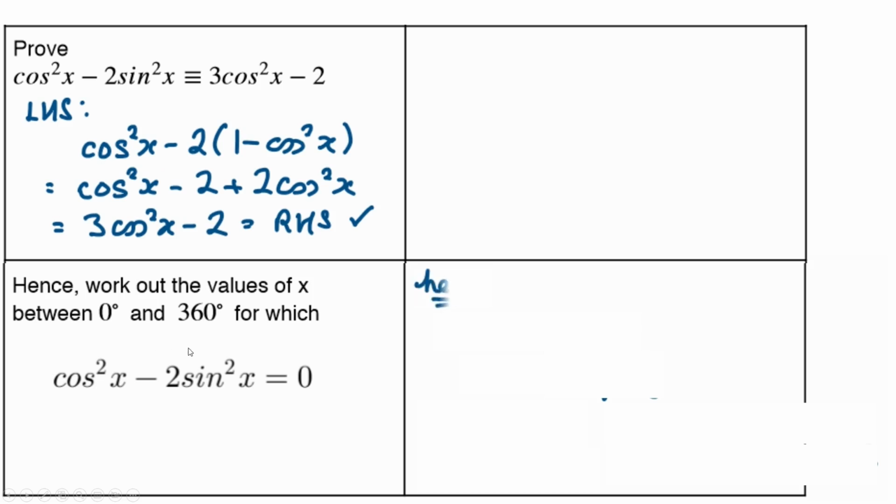So there's an important word here, and that word is hence. So I must use the previous answer. Even though I could solve this using various different methods, I must use this answer here, and I must be shown to use this answer. So I'm going to write that because this is true and that is the same as this, because I'll proved it in part A, I'm just going to write that it must therefore be the case that 3 cos squared x minus 2 equals 0.